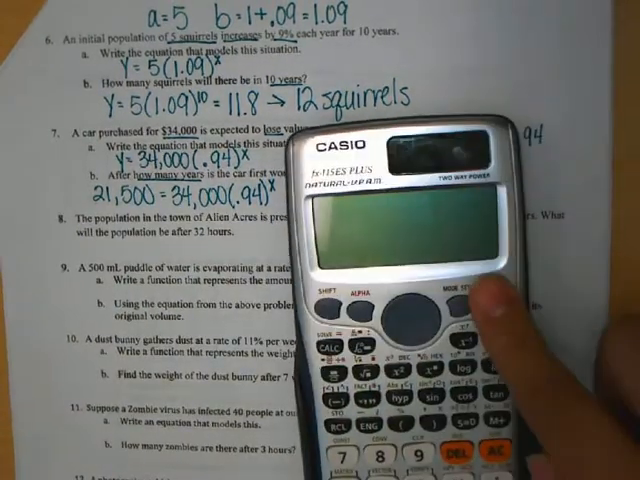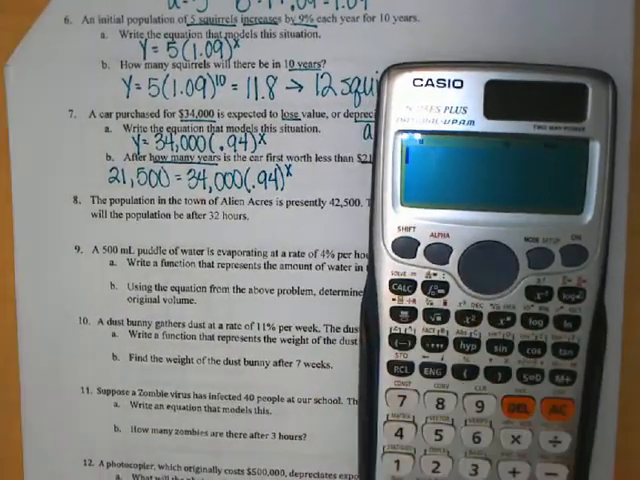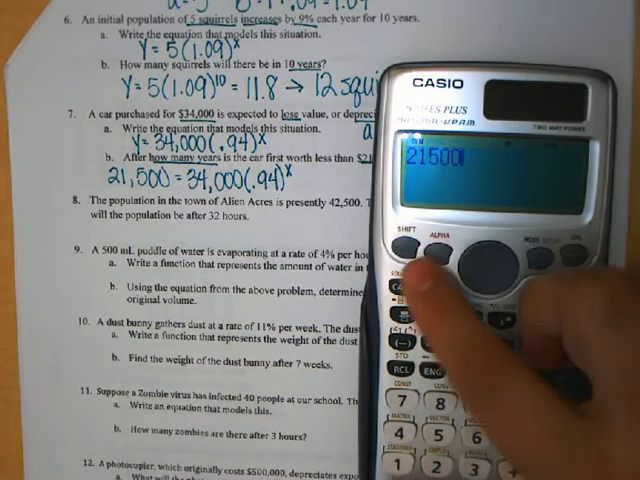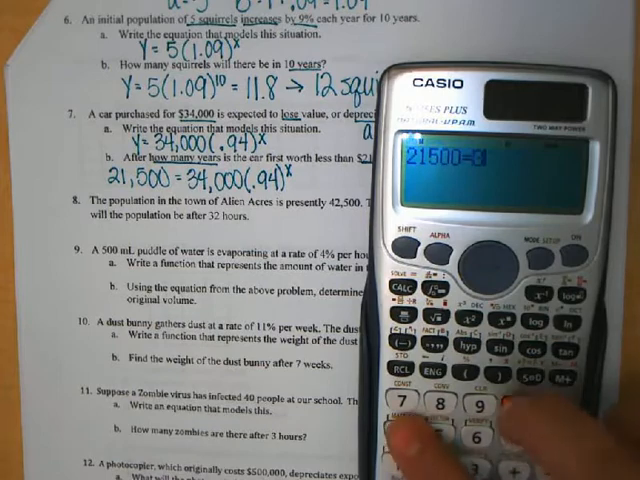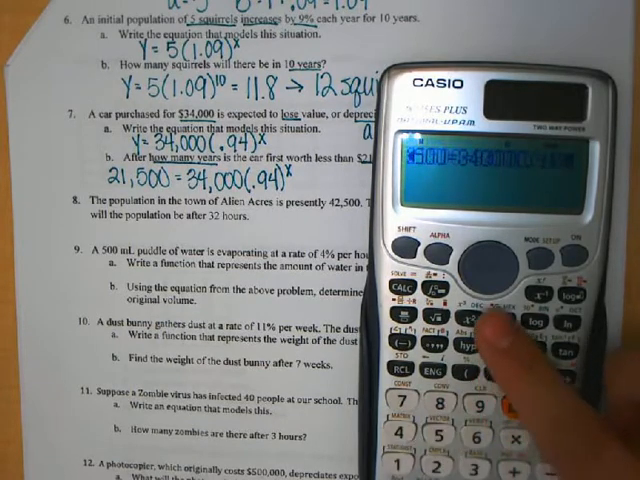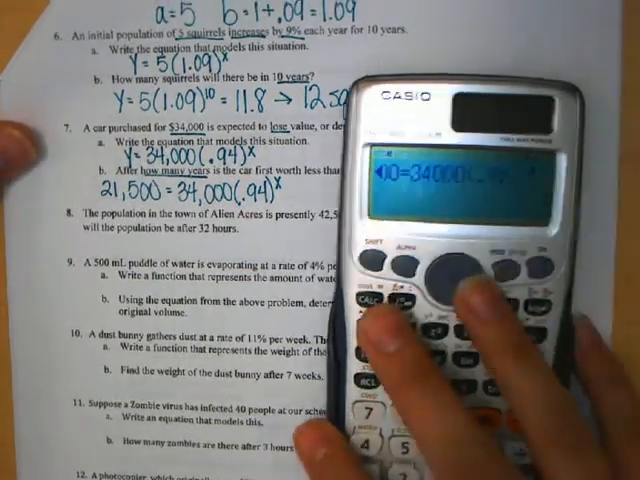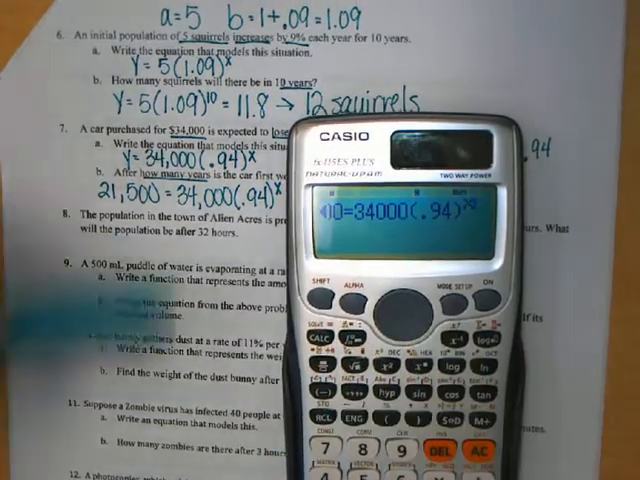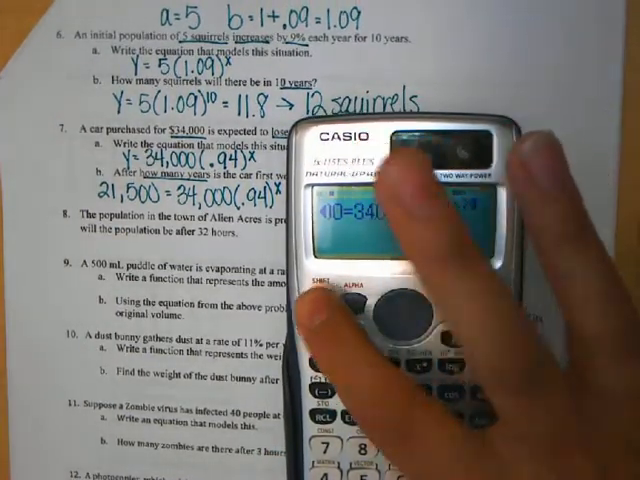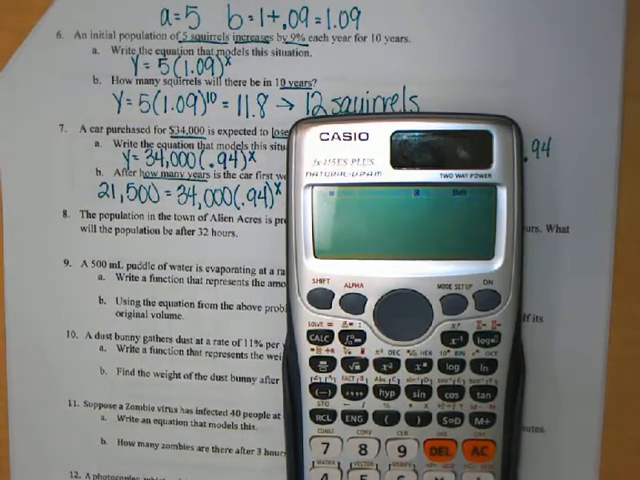So in our Casio, we put the equation in just like how we see it. 21,500 equals 34,000 times 0.94 to the power of x. Once I've got it typed in, I'm going to hit Shift Solve. It asks me if I want to solve for x. I do. So we hit Enter.